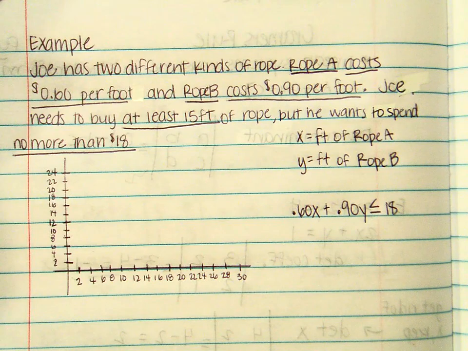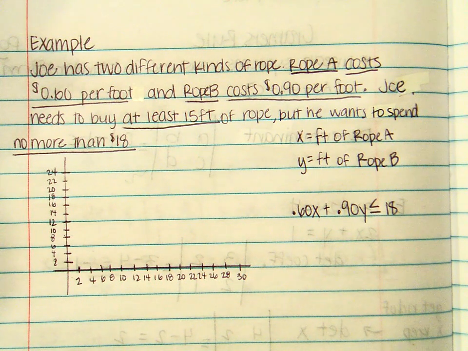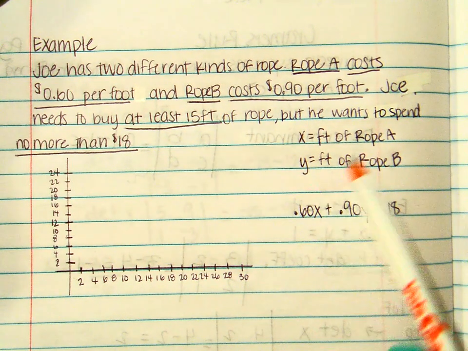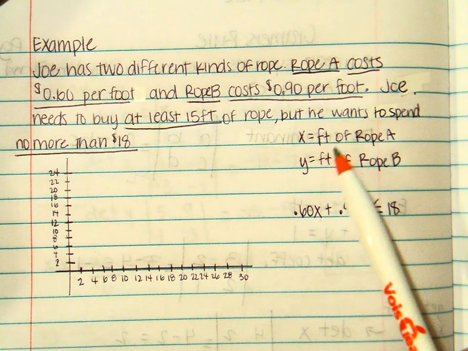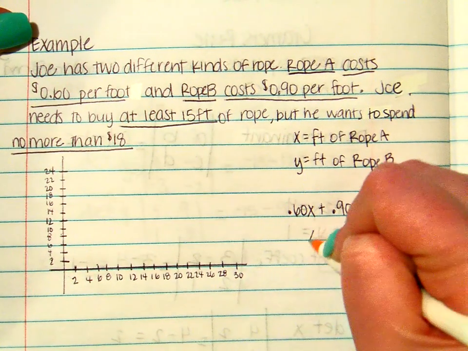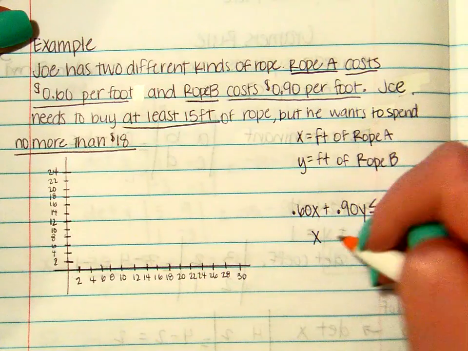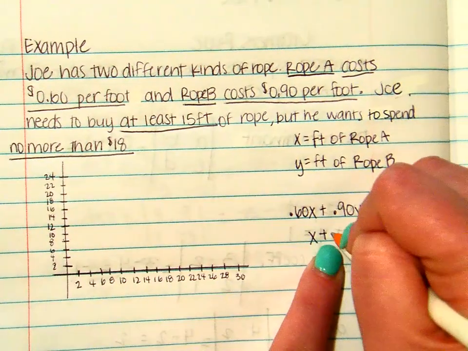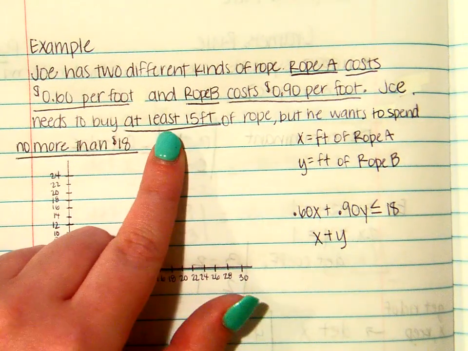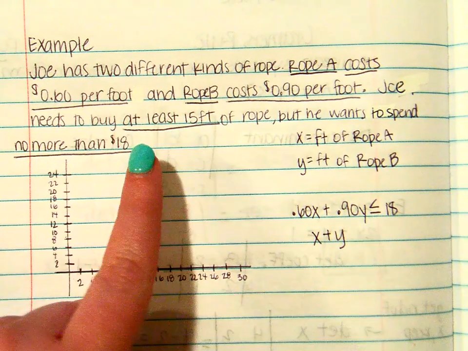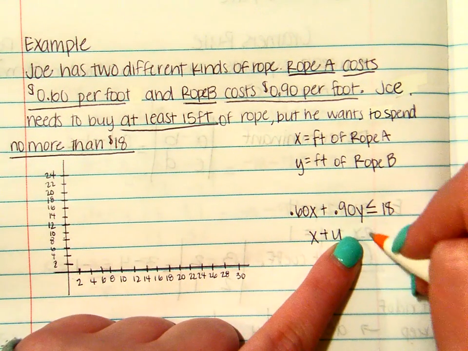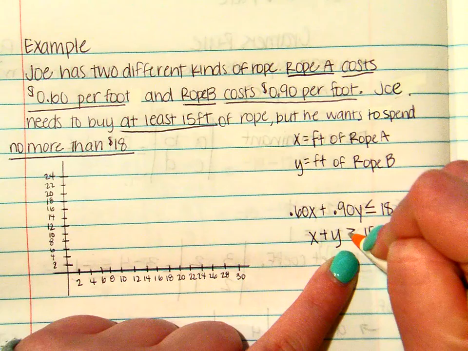So look at the last piece of information you have that we haven't used yet, that he needs to buy at least 15 feet. Go back to your variables, okay? X is the number of feet of rope A, Y is the number of feet of rope B. So if you take the number of feet that he purchases of rope A, add it to the number of feet that he purchases of rope B, then you will figure out how much rope he actually purchased. So at least means that we want his amount that he purchased to be greater than or equal to 15.